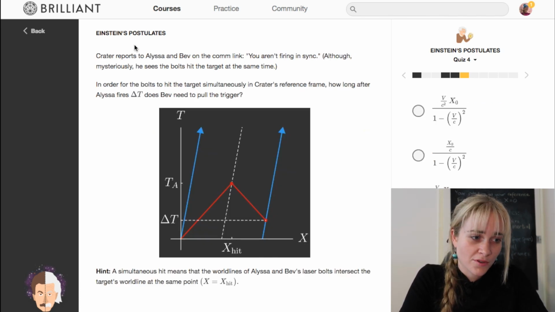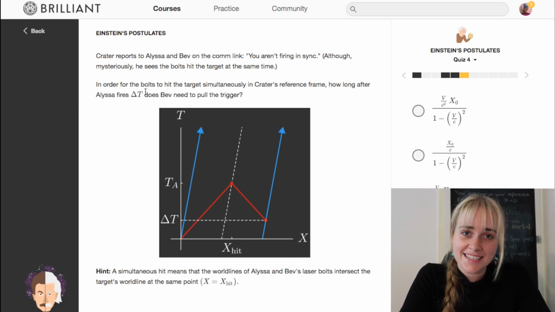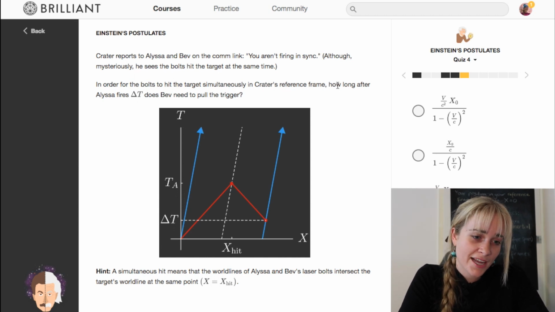So Crater reports to Alyssa and Bev that you aren't firing in sync. So even though he sees the bolts hit the target at the same time, he thinks there's a time difference between when Alyssa and Bev are firing, because he thinks that Bev's beam takes less time to get to the target. So in order for the bolts to hit the target simultaneously in Crater's reference frame, how long after Alyssa fires does Bev need to pull the trigger?